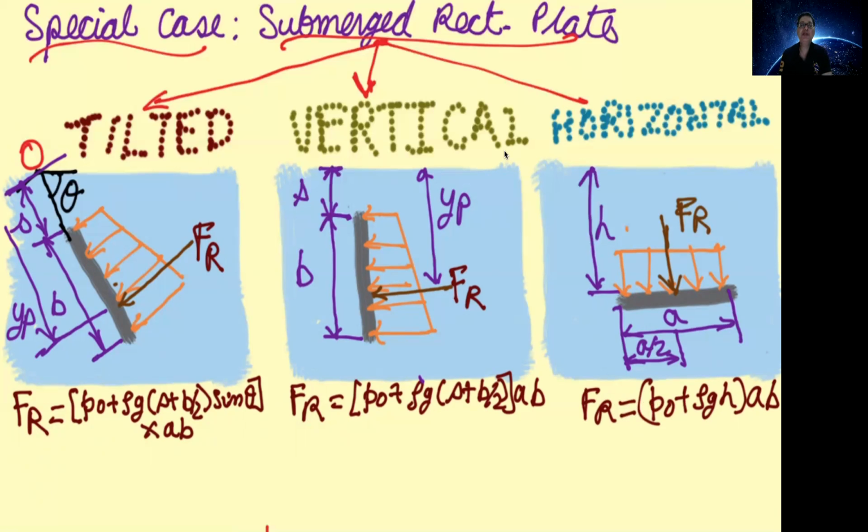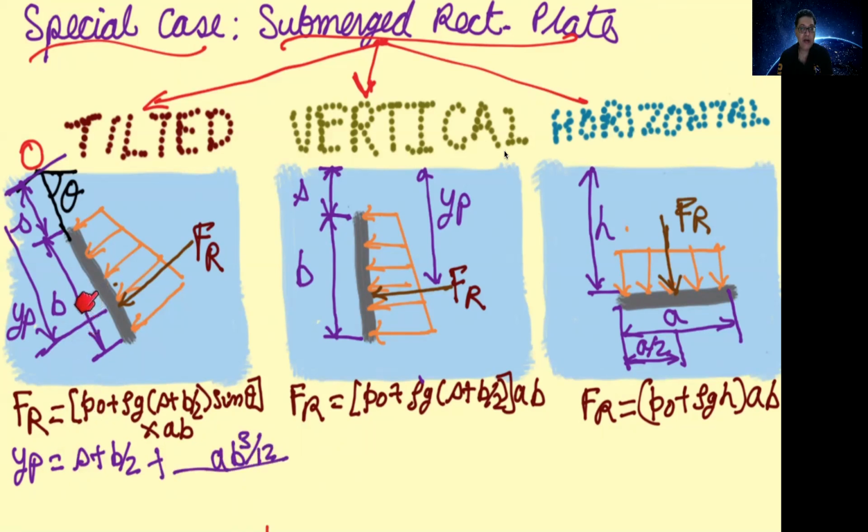We know that the expression which has been shown in the previous slide for the Yp is equal to Yc plus Ixx divided by Yc plus P naught divided by rho g sin theta into area. So Yp is equal to Yc. What is Yc? Y coordinate of the centroid, that is equal to s plus b by 2. So this is Yc plus Ixx c.